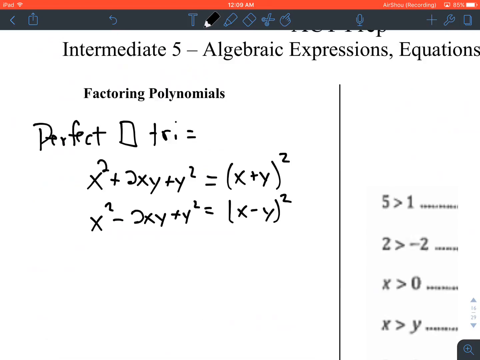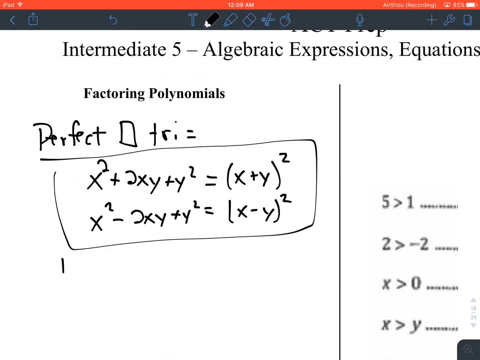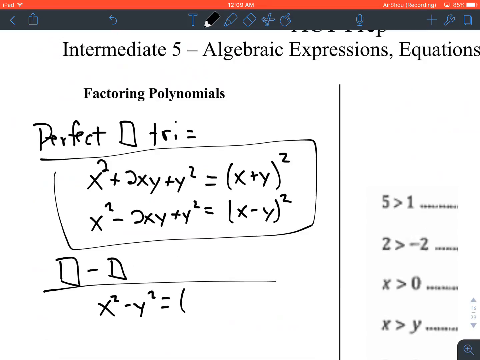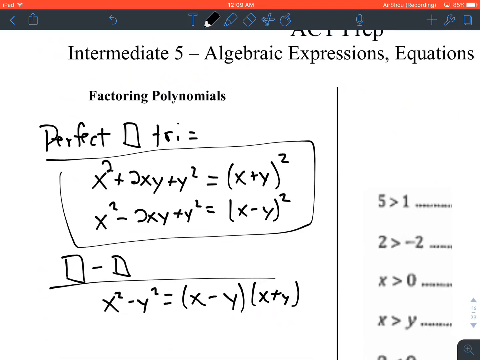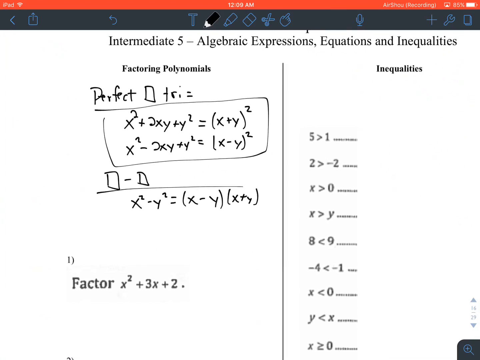Difference of two squares, also very popular on the ACT. So let me just write this in symbols. Difference of two squares. Square minus square. That would be something like x squared minus y squared. That's going to factor into binomials x minus y and x plus y. Lots of other factoring rules, but those are essentially just two rules for special cases.